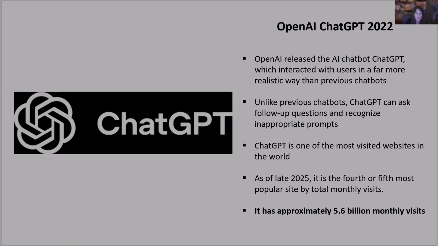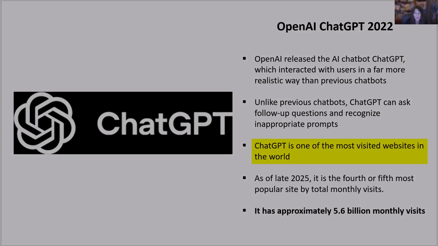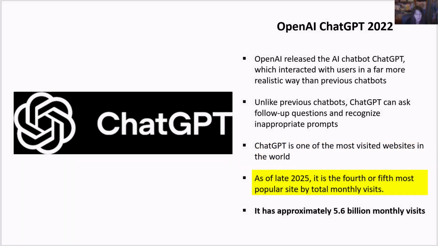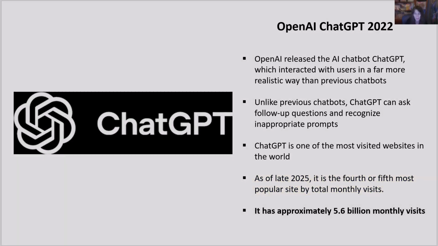2022 gave us ChatGPT. This was able to interact with users in a far more realistic way than the previous chatbots. It could answer follow-up questions and recognize inappropriate prompts. ChatGPT is one of the most visited websites in the world. As of late 2025, it is the fourth or fifth most popular site by total monthly visits. It has approximately 5.6 billion monthly visits.